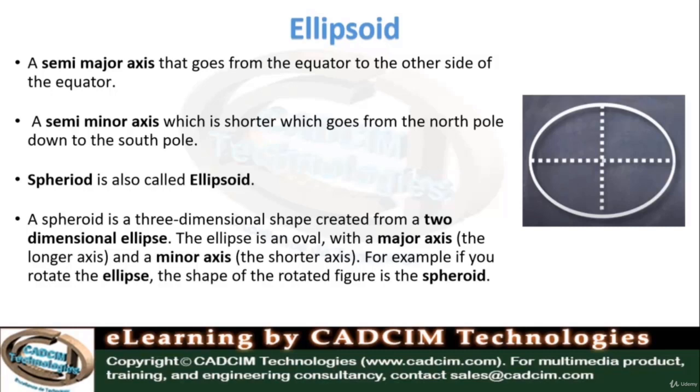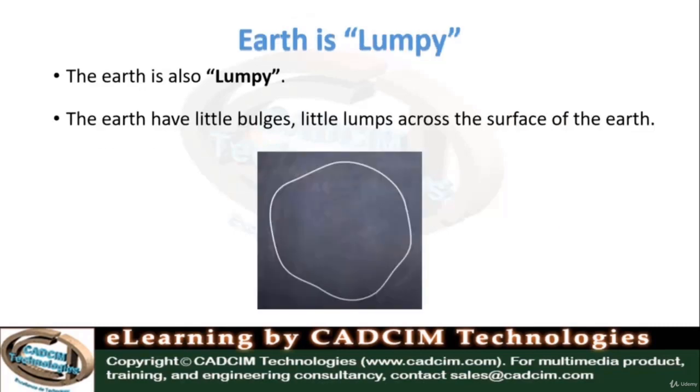The spheroid is a three-dimensional shape created from a two-dimensional ellipse. The ellipse is an oval with a major axis, that is the longer axis, and a minor axis, that is the shorter axis. As you can see here in the diagram, we have the shorter axis that is the minor axis and the longer axis that is the major axis. For example, if we rotate the ellipse, the shape of the rotated figure is the spheroid. There is another term. It is also true that the earth is not only squashed but it's also lumpy. These are the technical terms. The earth is squashed and lumpy.